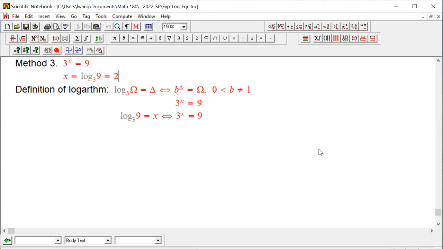Are there other methods? The other method is also there. Method 4 is taking the logarithm on both sides of the equation. If we know the equation we are solving is 3 to the power x equals 9, then in this case we are going to take a logarithm on both sides.